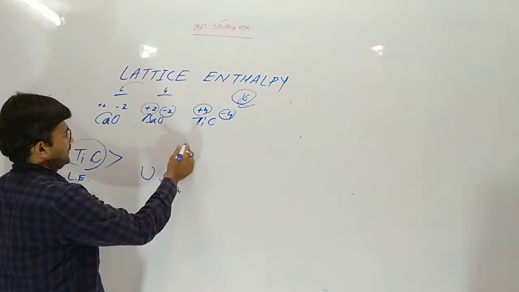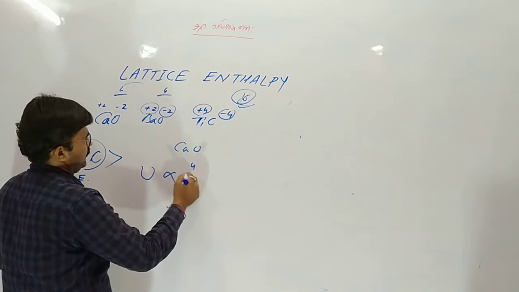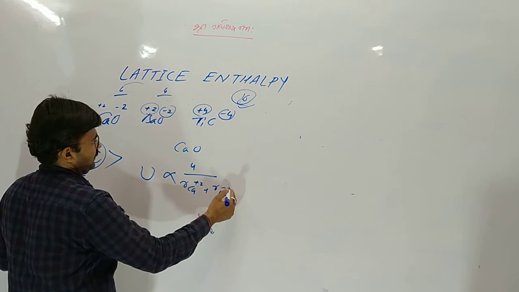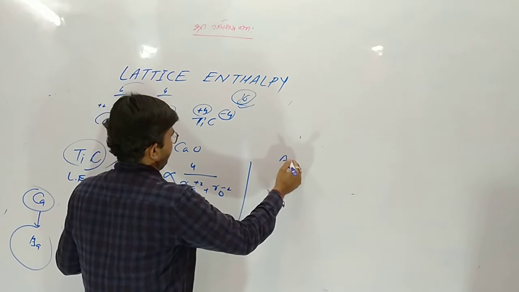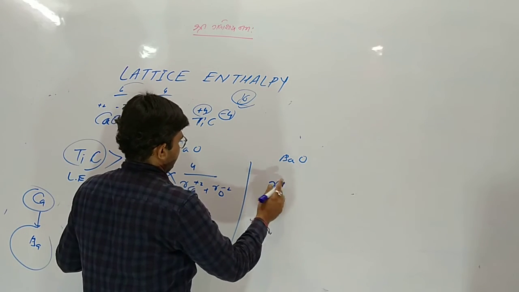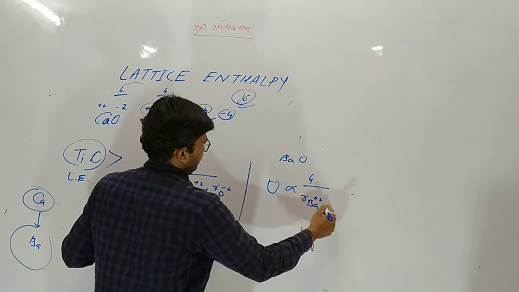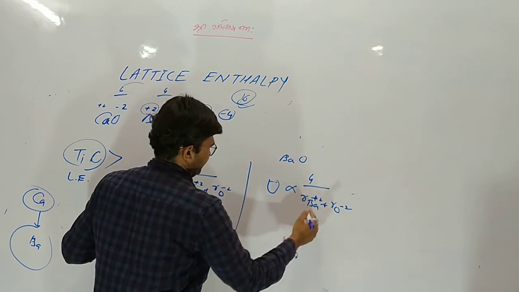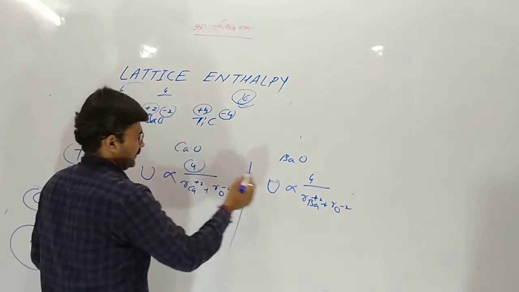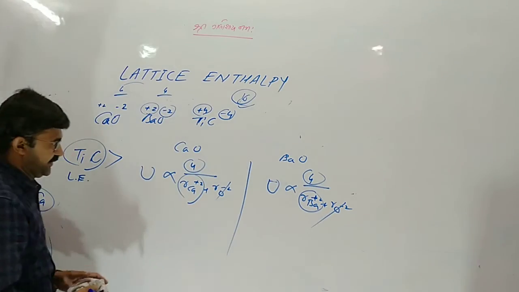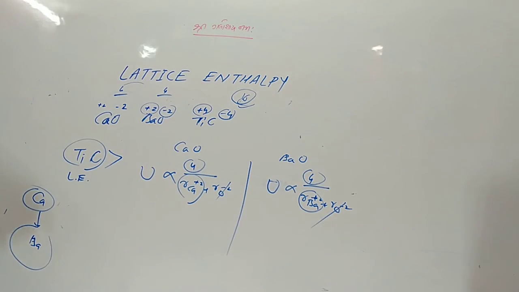So lattice enthalpy of calcium oxide is 4 upon radius of calcium and radius of oxide. For barium oxide, lattice enthalpy is 4 upon radius of barium and radius of oxide. 4 is common, oxide is common. So size is an important factor for lattice energy. Between calcium and barium, barium is huge in size.